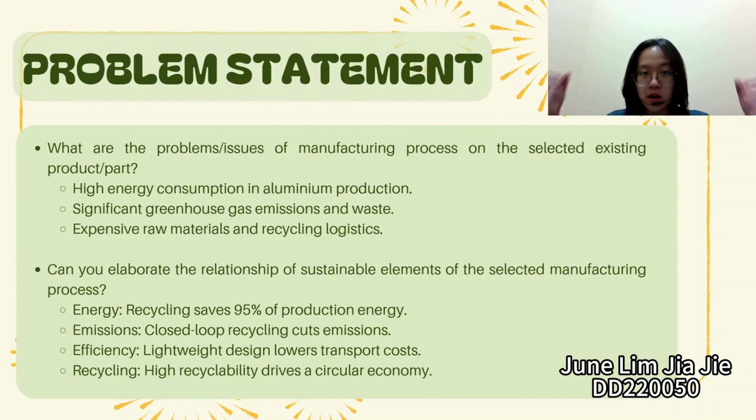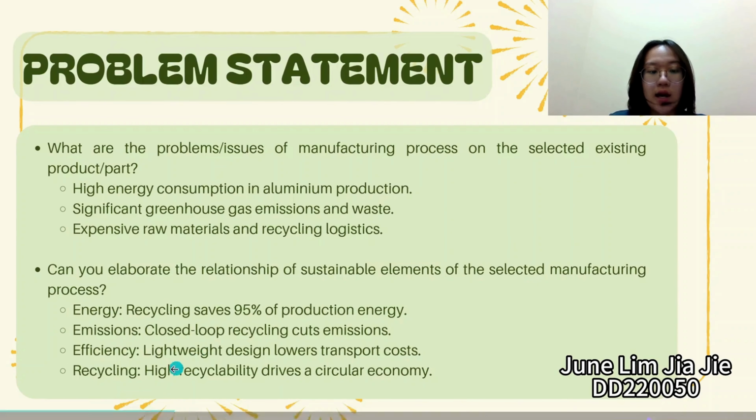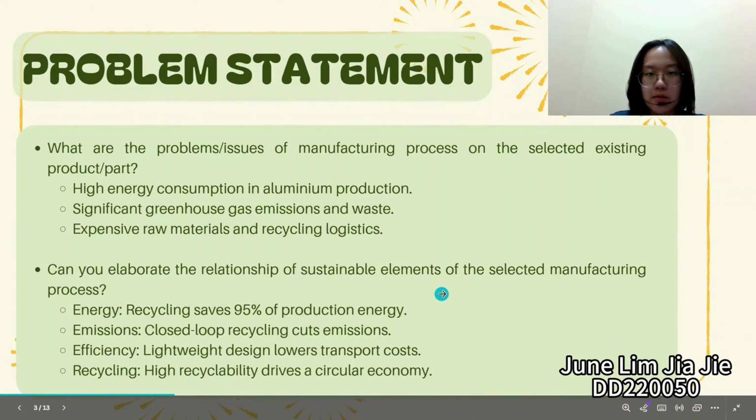The second problem statement is: can you elaborate the relationship of sustainable elements of the selected manufacturing process? The concept of a closed-loop manufacturing process, which will later be explained in detail by my group mates, can help save 95% of production energy and cut emissions. Of course, the lightweight design will lower the transport costs. Lastly, high recyclability drives a circular economy.